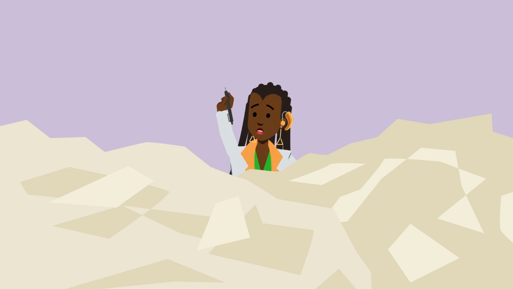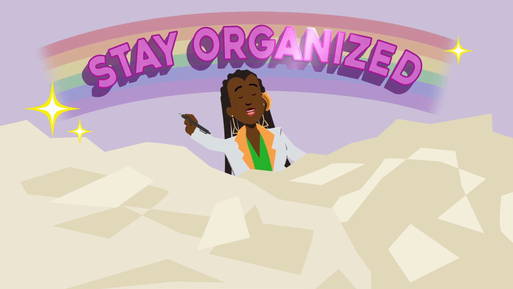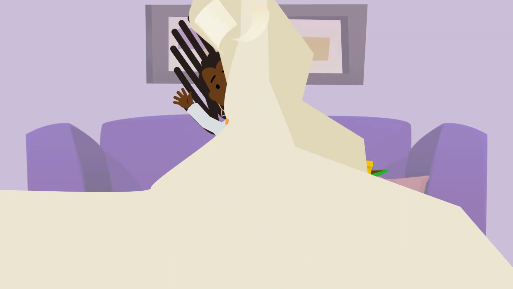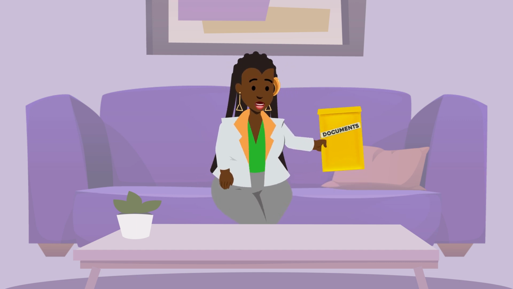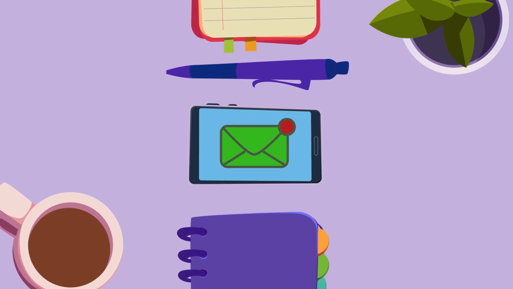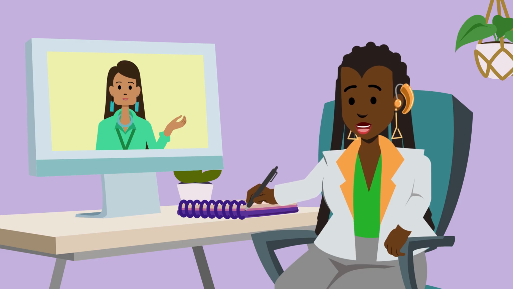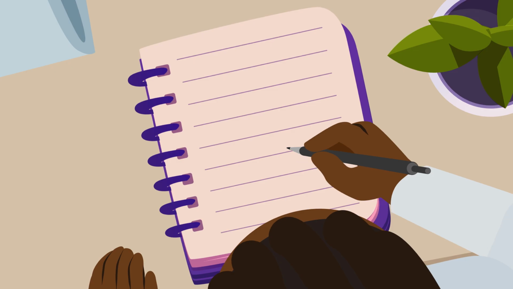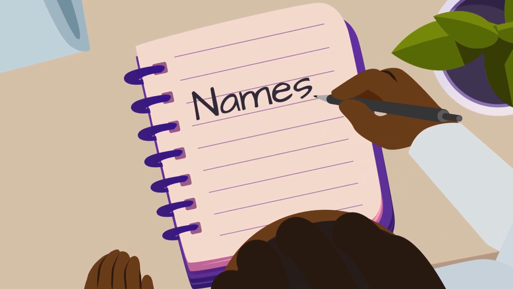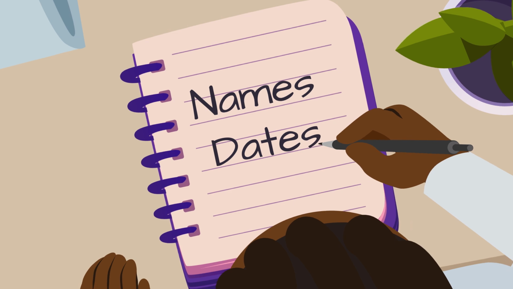As you advocate, it's also important to stay organized. Keep a record of everything that happens while you're advocating. For example, save your emails and documents, and take notes during calls and meetings. Remember to record the names of people you talk with and the dates of your conversations.